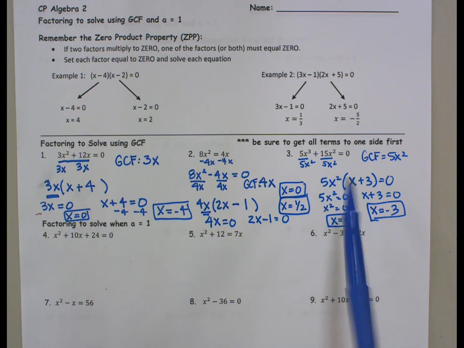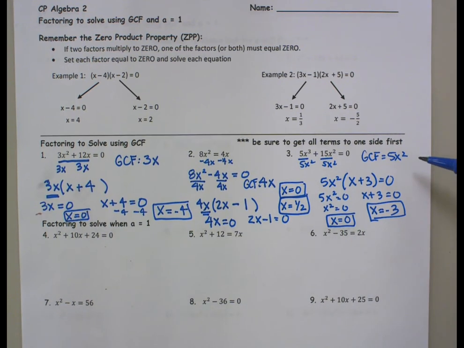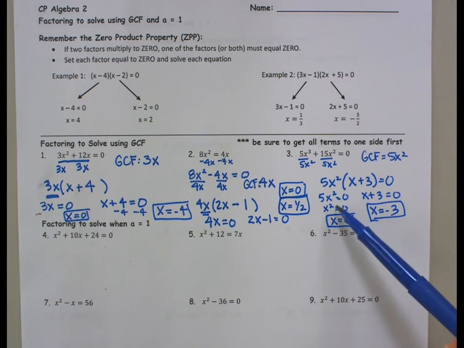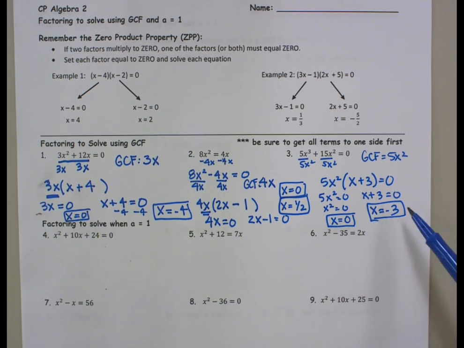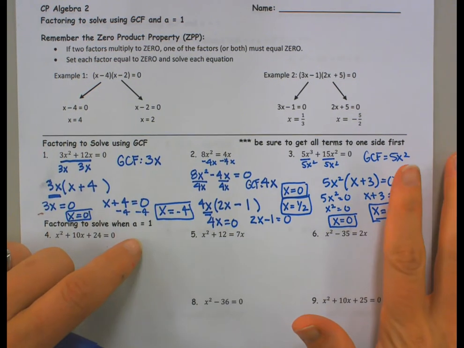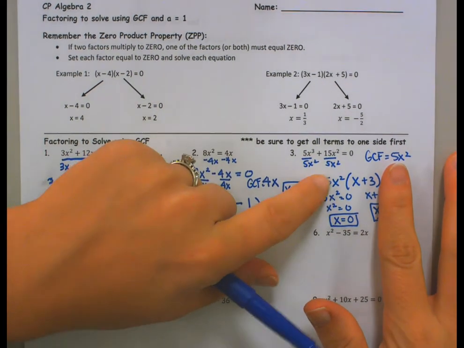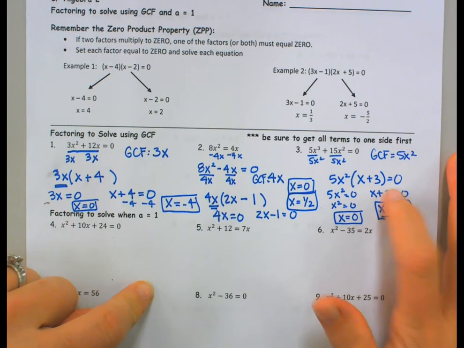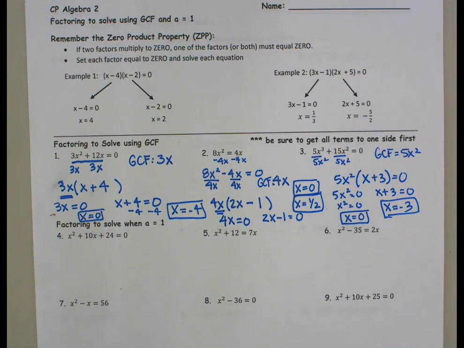And you tried this problem, so you should have gotten that your GCF was 5x squared. When I factored out the 5x squared, I had 5x squared times x plus 3. So then I set 5x squared equal to 0 and x plus 3 equal to 0 to solve, right? If I was just asking for factors, there wouldn't be an equals 0, and this would be my factored form. But since there's this equals 0, that means it's asking me to solve.